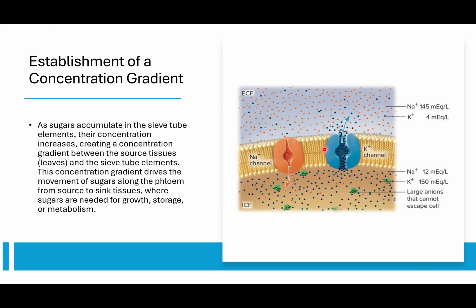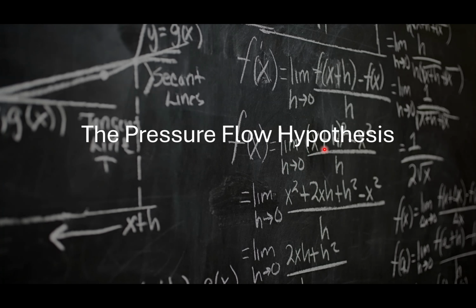So we're going to look at that. That concentration gradient is established when more sugar is in the sieve tube elements than within the source, right? So we have that there. Therefore, it will cause sugar in the sieve elements to move from the source itself to the sink. We're going to be looking at that through the pressure flow hypothesis and how exactly that works, right?